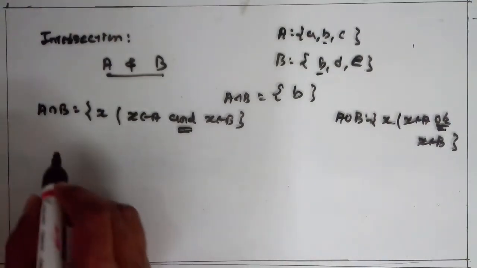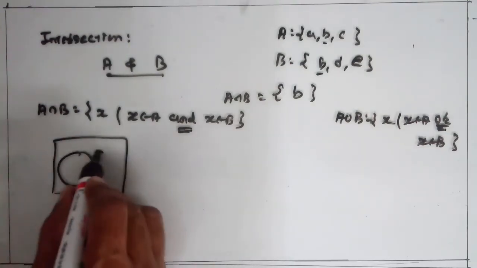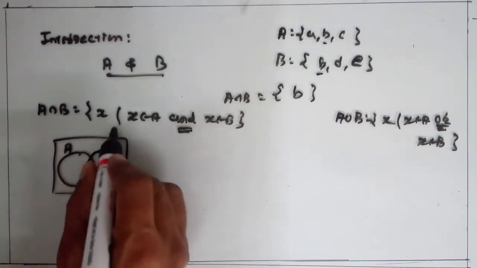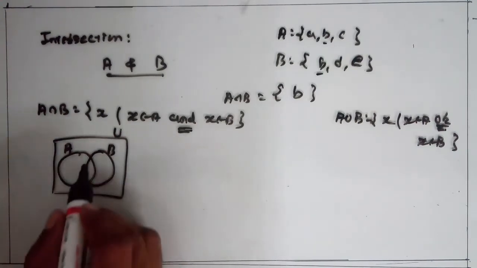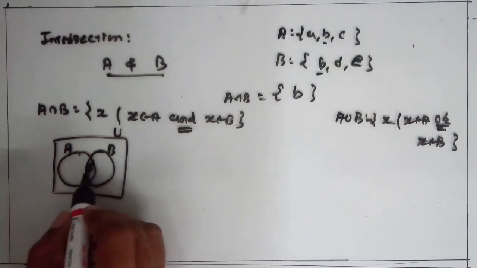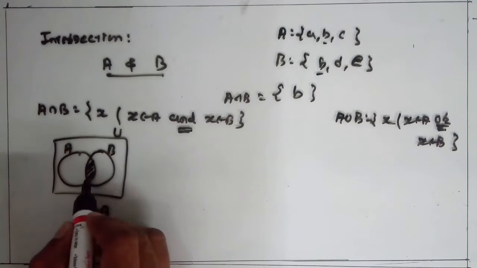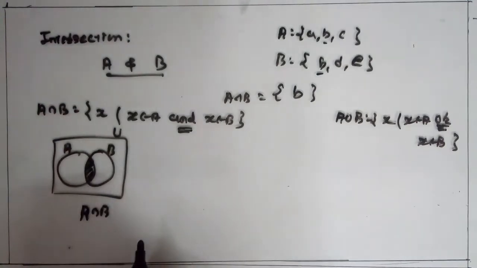Now, the Venn diagram for intersection. A, B. So think about the common portion of A and B. The common region of A and B is this. So this becomes A ∩ B. So this shaded region gives the intersection of A and B.